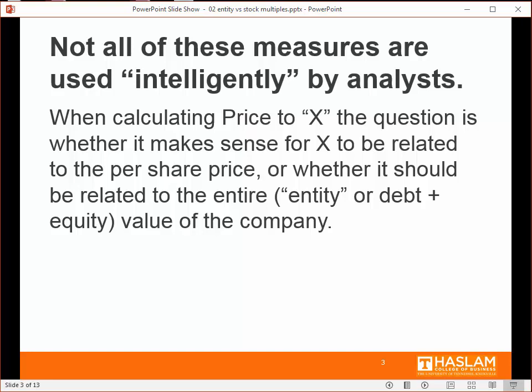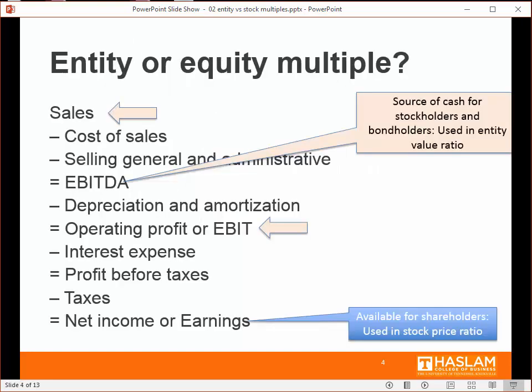Specifically, when you're calculating a price to something ratio, it needs to be the case that the X, the something, needs to be related to the per share price if we're going to use price as the numerator. Otherwise, it might be that it needs to be related to the entity value or the entire value of the company, and I'll explain how that works in just a second.